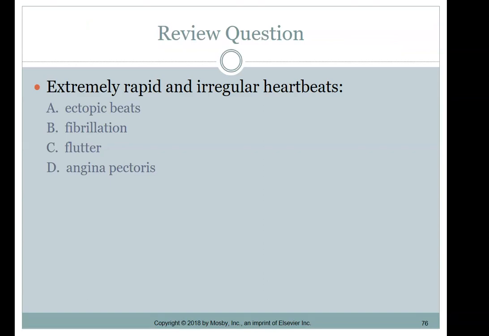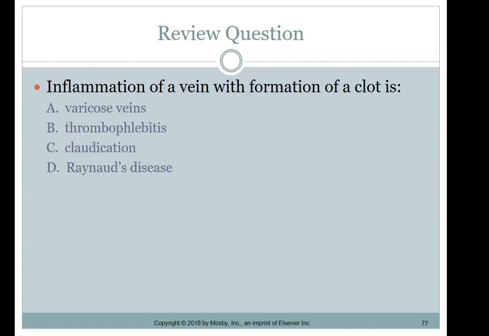Review questions. Extremely rapid and irregular heartbeats. Is it A, ectopic beats, B, fibrillation, C, a flutter, or D, angina pectoris? And your answer would be B, fibrillation. Next one, inflammation of a vein with formation of a clot is A, varicose veins, B, thrombophlebitis, C, claudication, or D, Raynaud's disease. And the answer here is B, thrombophlebitis.